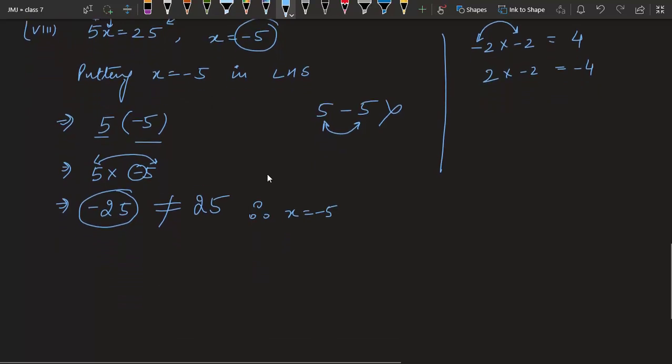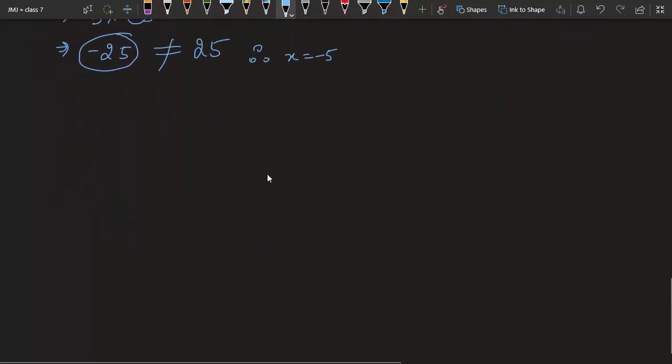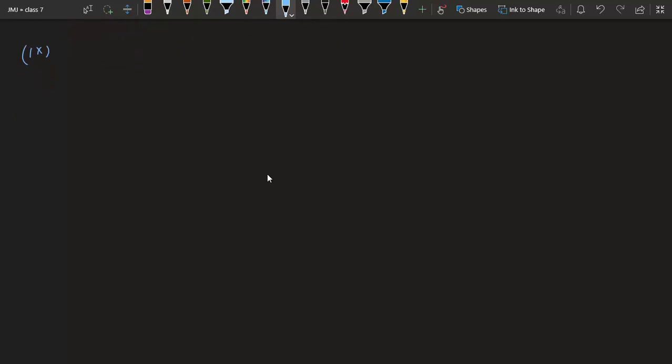Now let's take ninth part. M upon 3 is equal to 2. Now they want us to check at m equal to minus 6. Same procedure, putting the value on the left hand side. This is the left hand side and this is the right hand side.